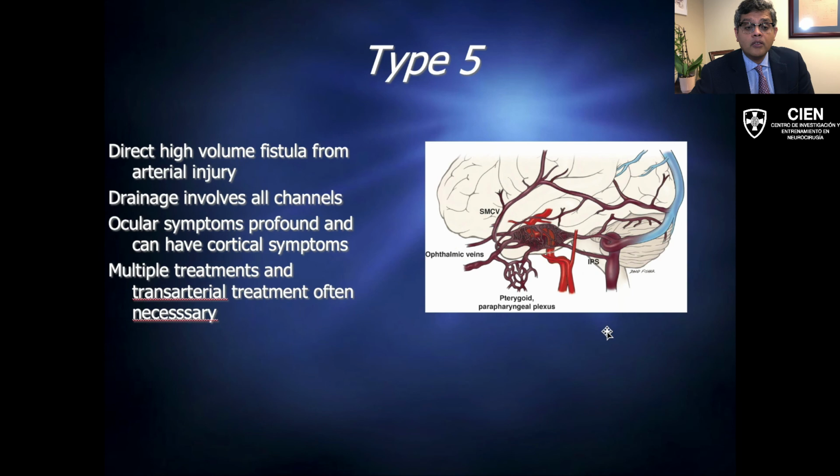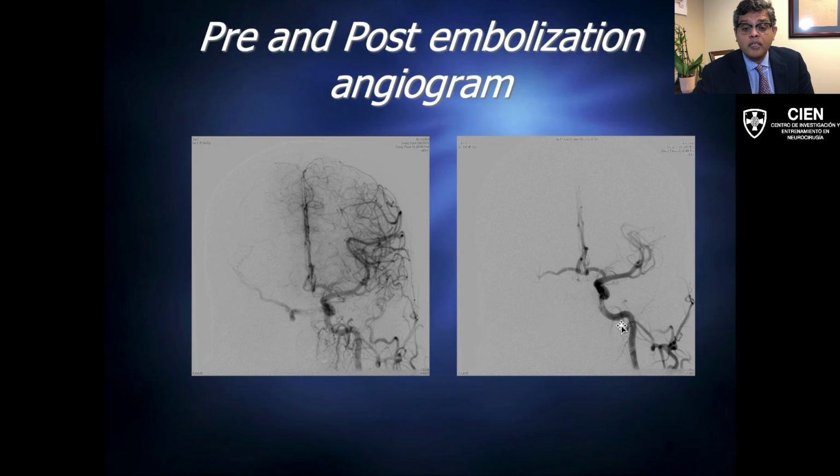And so this is a pre-op image, and this is a post-op. You can see the post-embolization image has no evidence of CC fistula. So that's a type 4. Now, type 5 is a direct fistula.